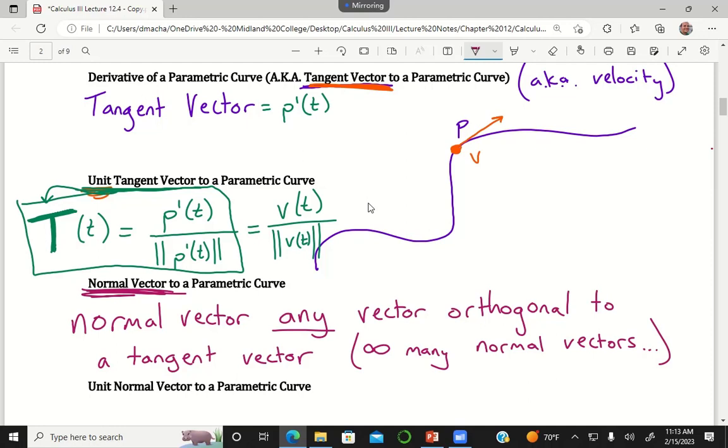This would be a normal vector because it's orthogonal, but leaving my tangent vector alone, I can actually define infinitely many normal vectors because there's infinitely many vectors that would still be orthogonal to the tangent vector. There's a whole plane that's orthogonal to my tangent vector, so the normal vector is any vector that lives in that plane. Does that make sense? Okay, so there's infinitely many normal vectors because a normal vector is just any one of those vectors that's orthogonal to the tangent vector.